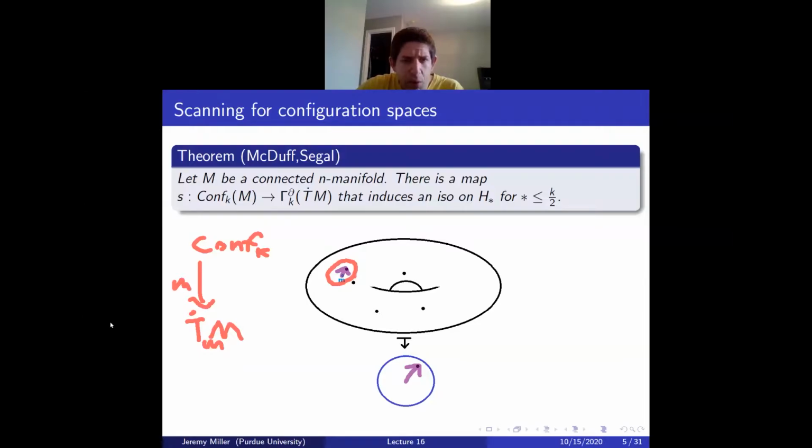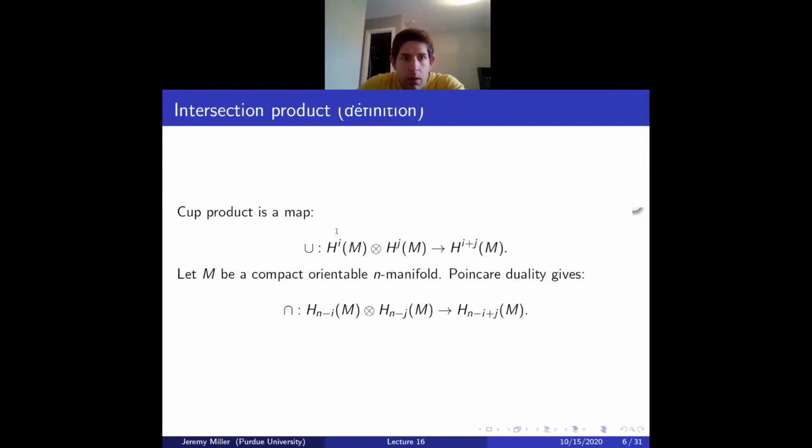A few weeks ago, I gave a description where you think of these as charged particles, but we're not going to be thinking about it that way today. Okay, any other questions? Okay, but I owe you a better definition of degree.